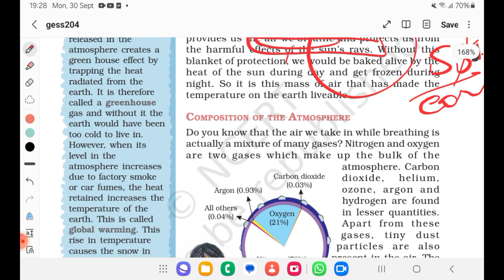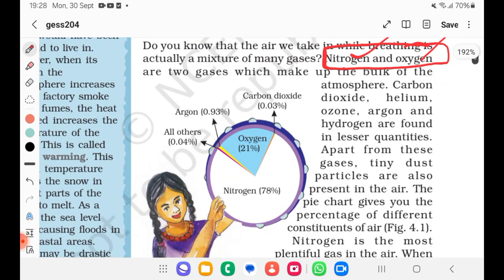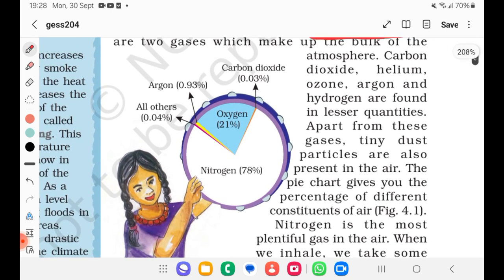Composition of the earth's atmosphere. Do you know that the air we take in while breathing is actually a mixture of many gases? Nitrogen and oxygen are two gases which make up the bulk of the atmosphere. So the major components of the atmosphere are nitrogen and oxygen. Carbon dioxide, helium, ozone, argon and hydrogen are found in lesser quantities. Apart from these gases, tiny dust particles are also present in the air.